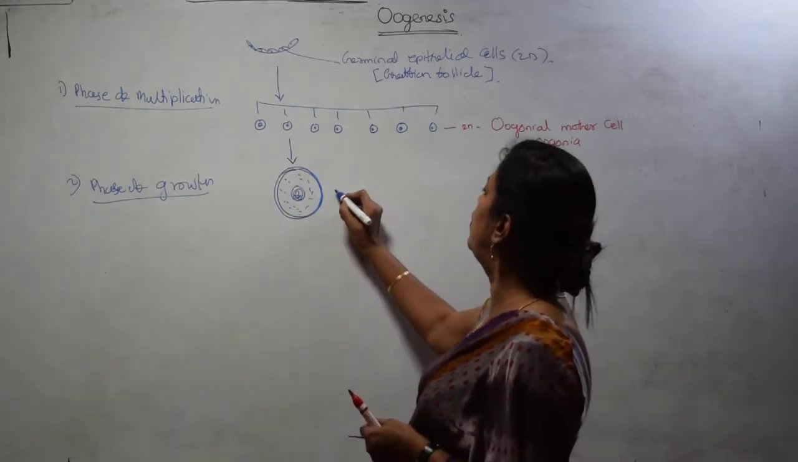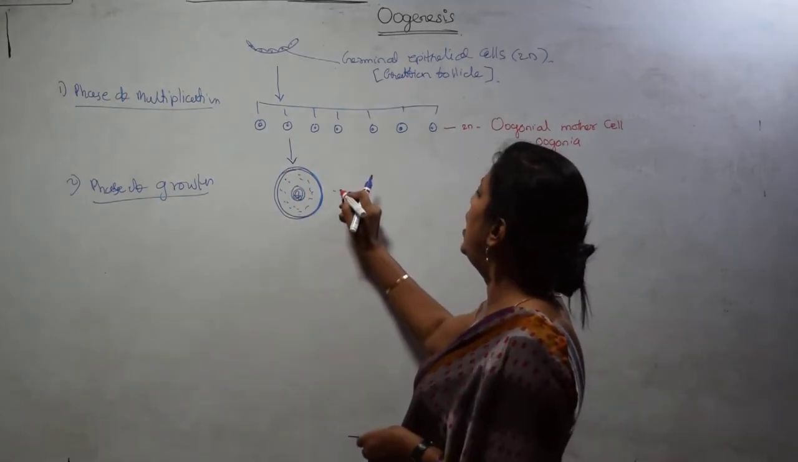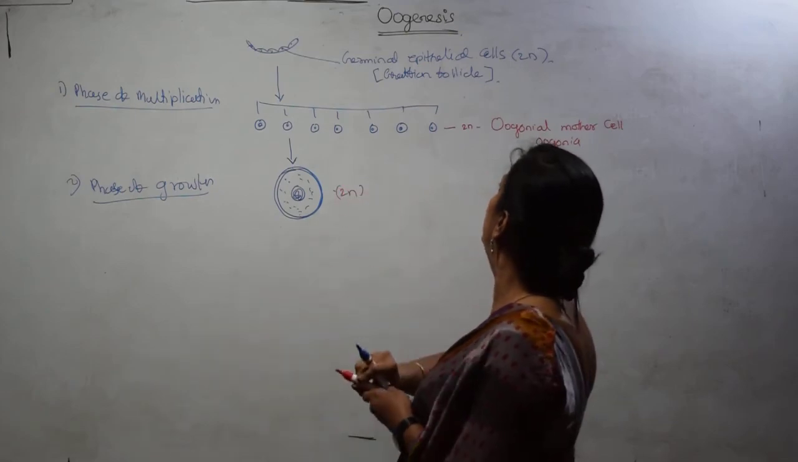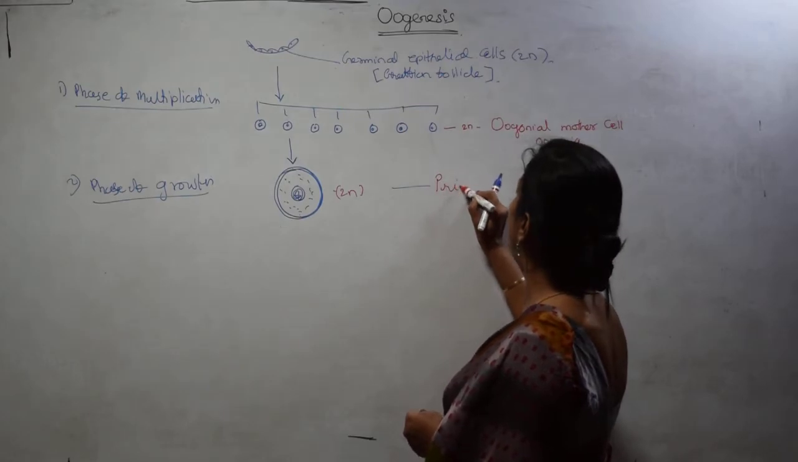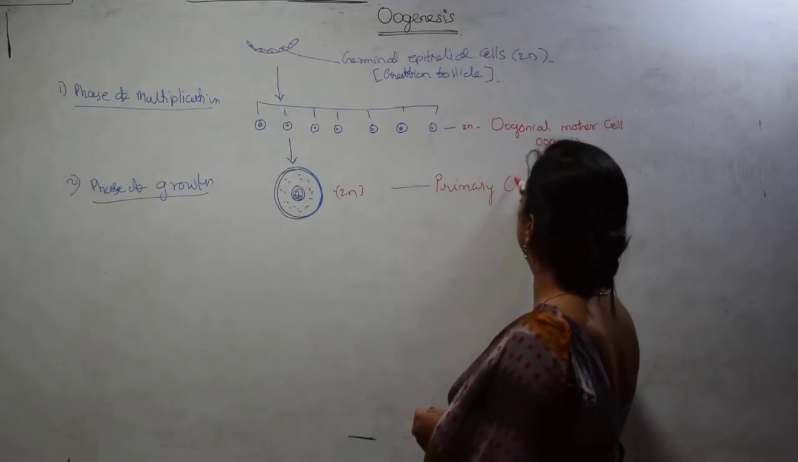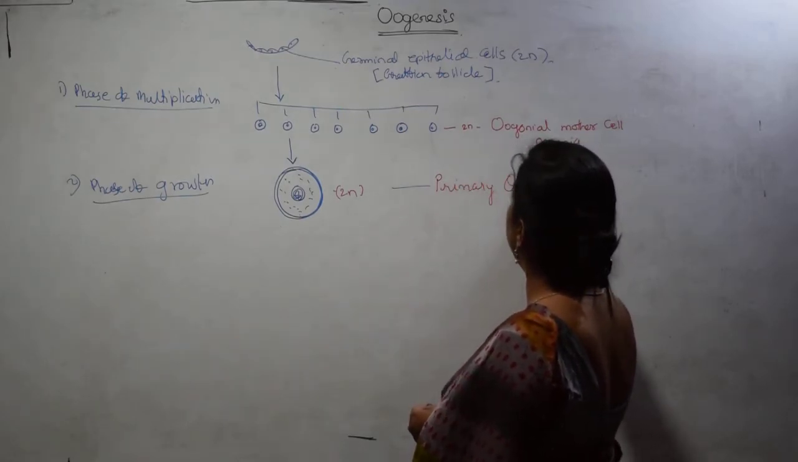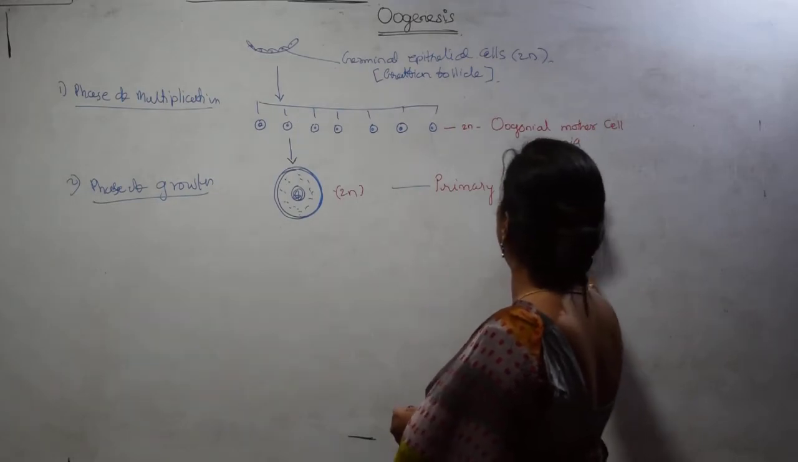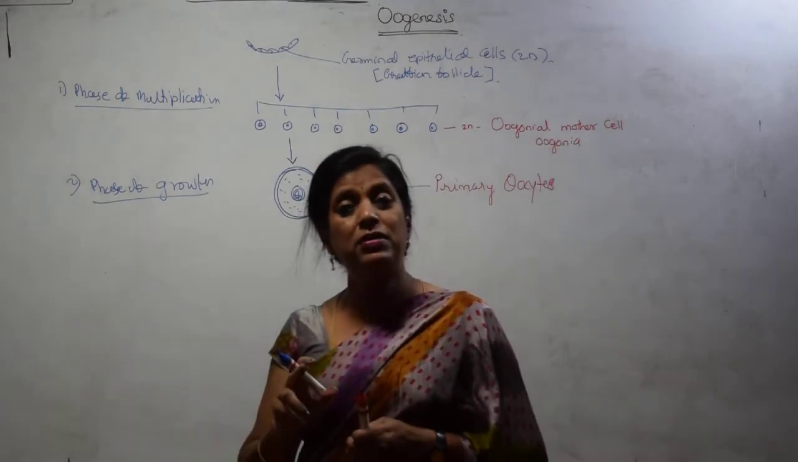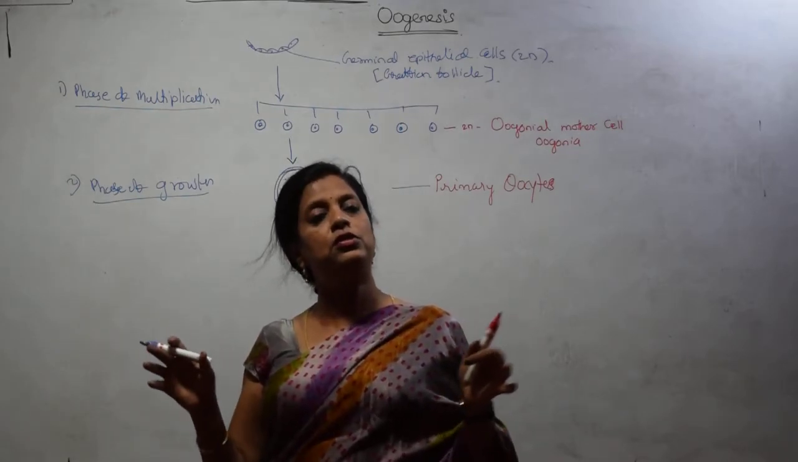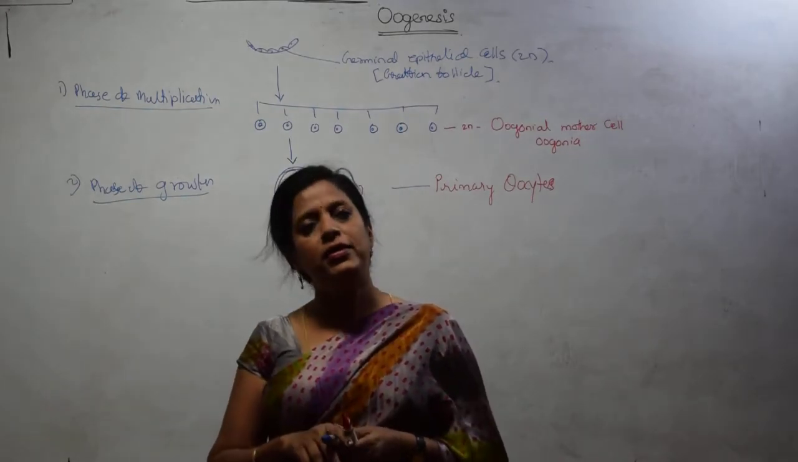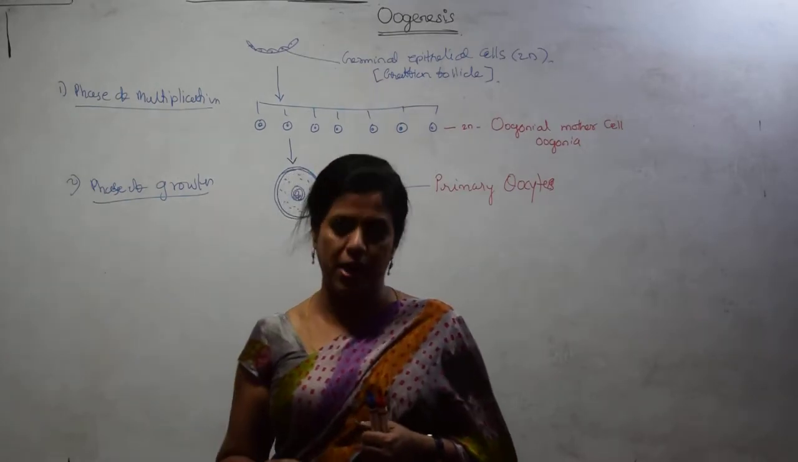The structure which is formed is still diploid in nature, and we call this the primary oocyte. The primary oocyte is again diploid in nature. In other animals there is a huge increase in size, not in humans. Why? I will tell you some logic behind this.